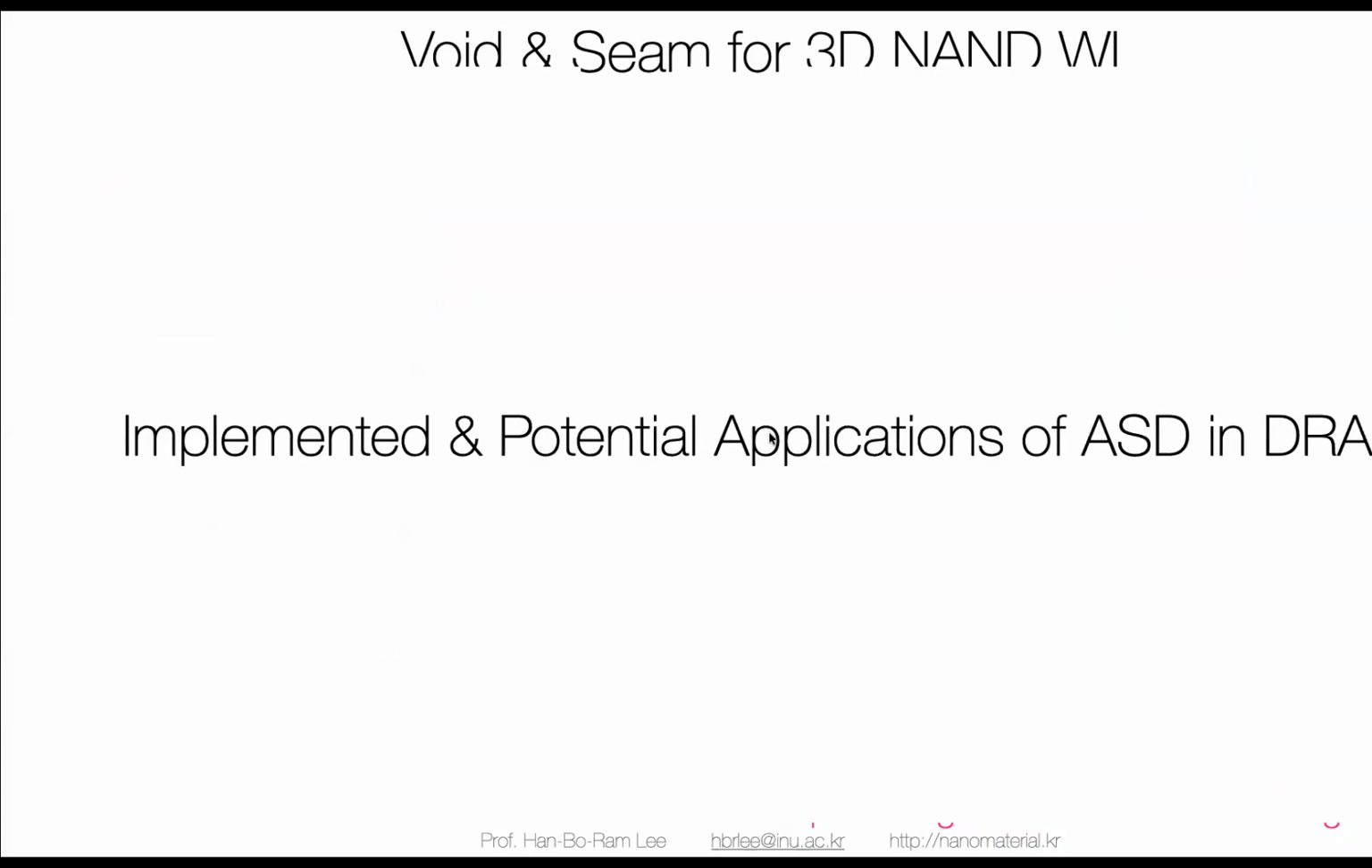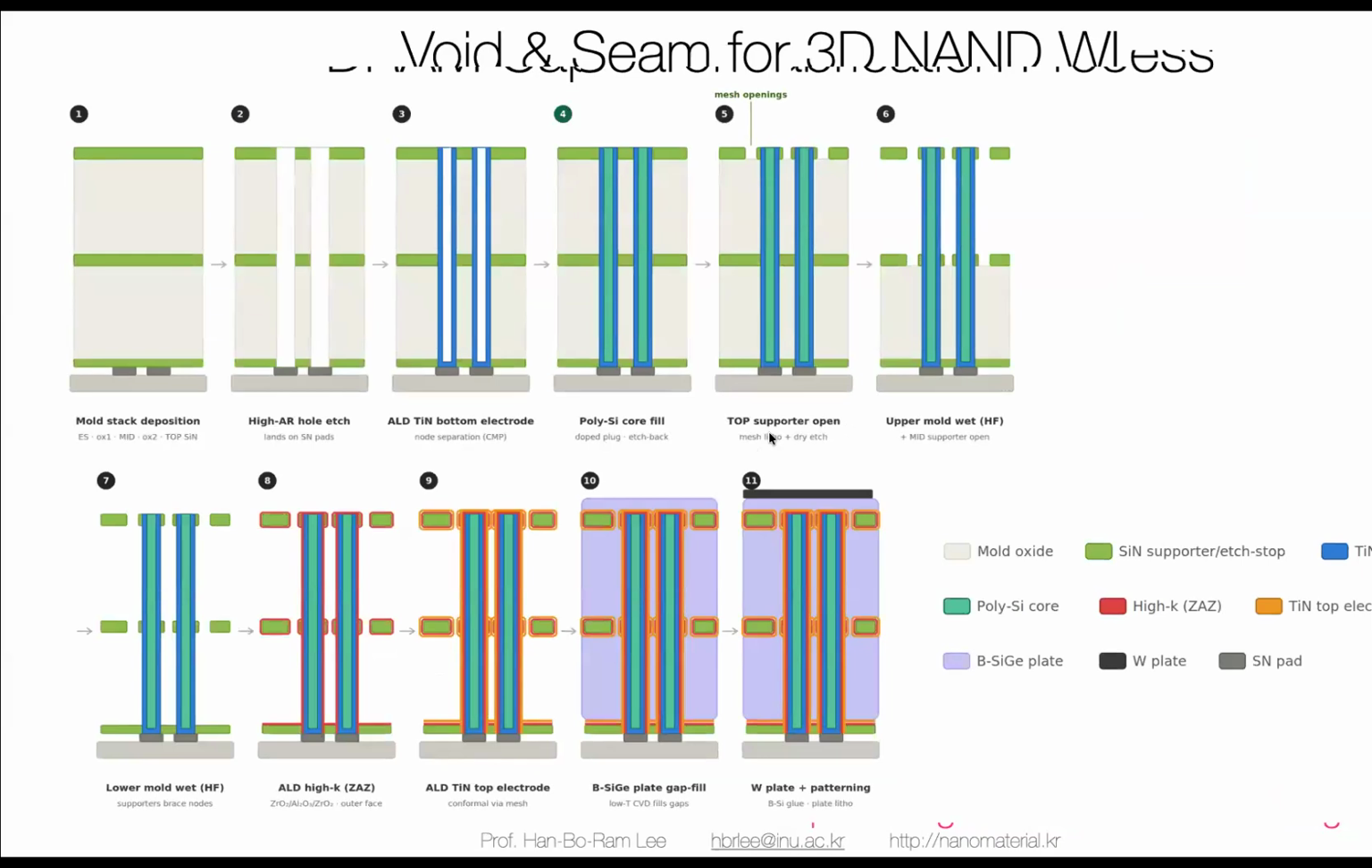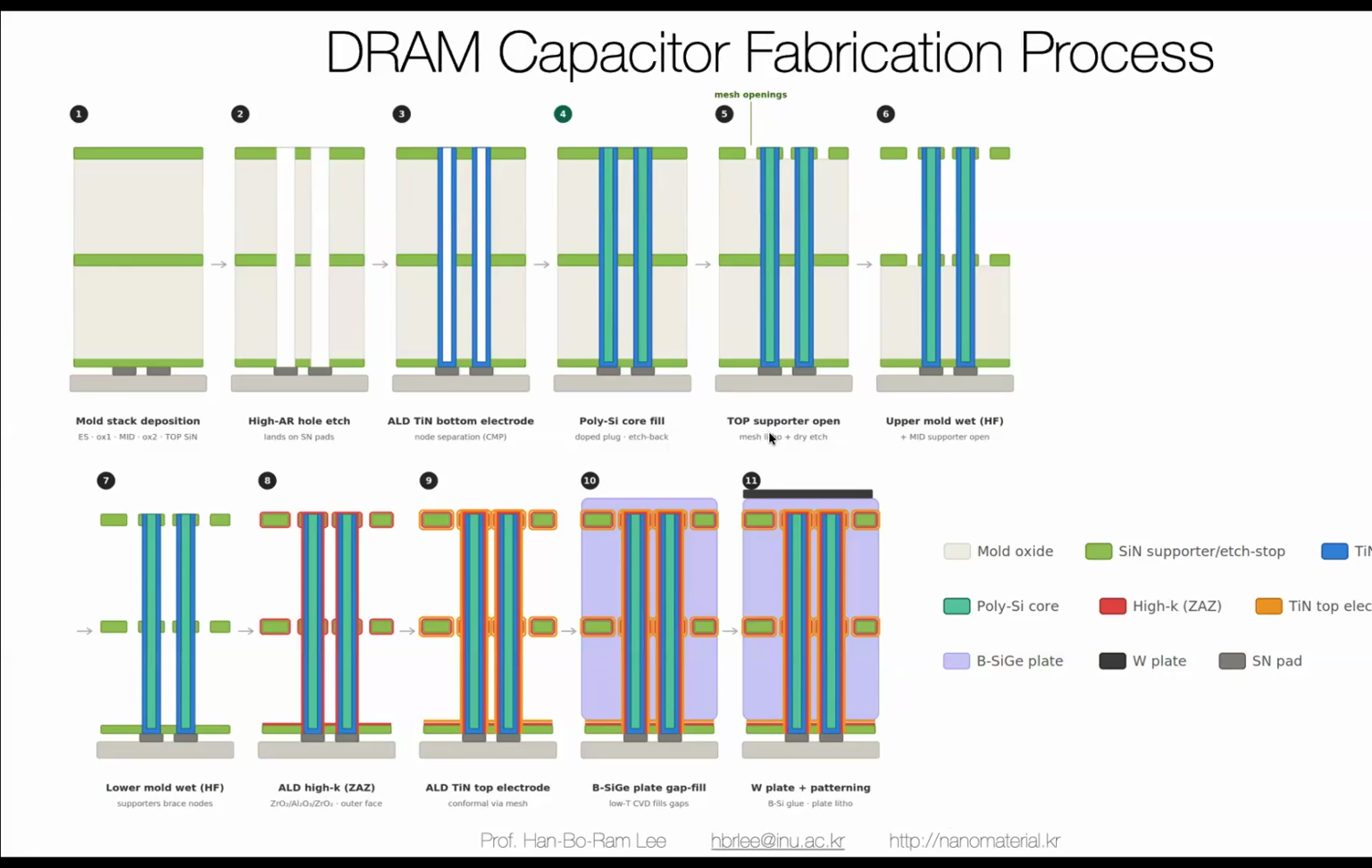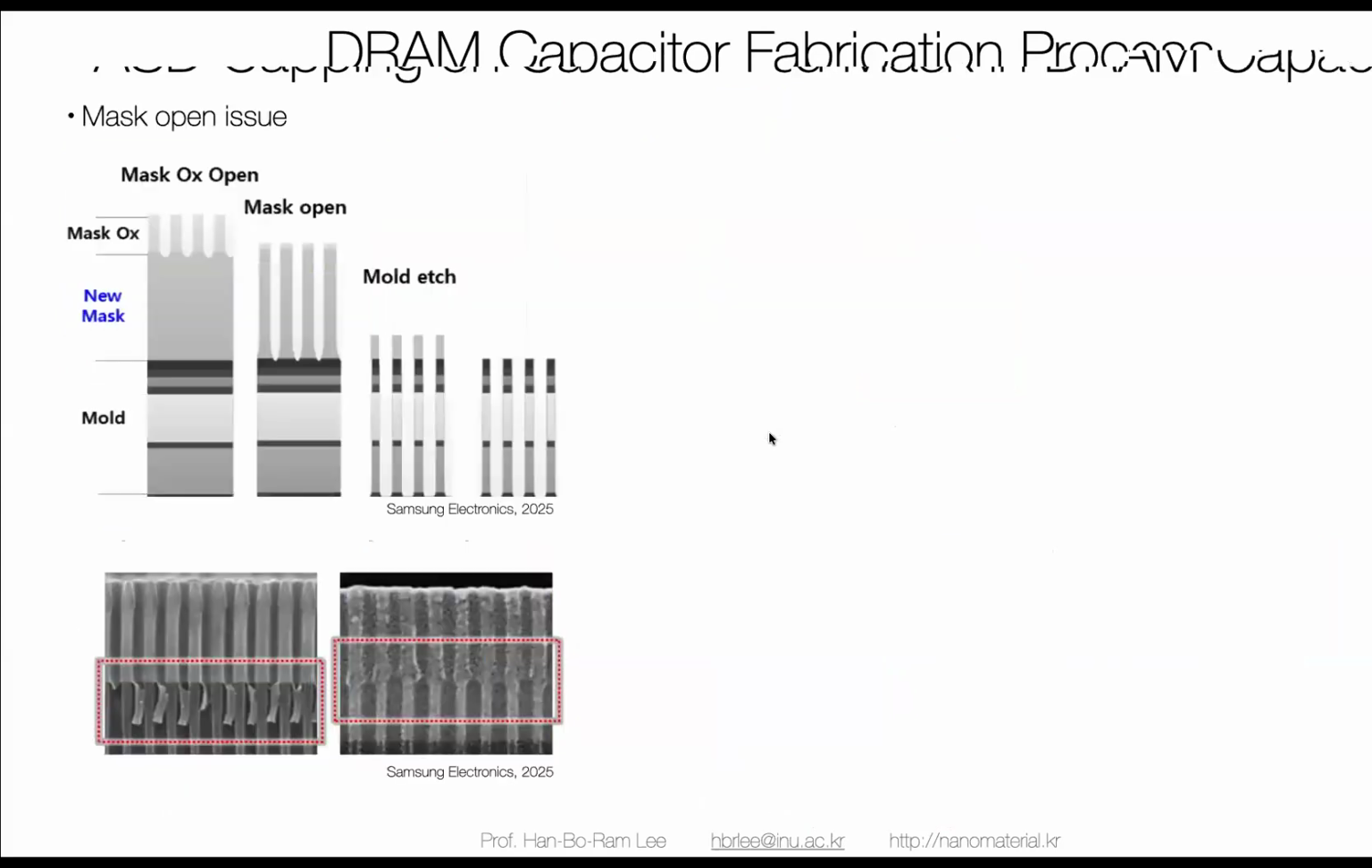And move on to the potential application of the DRAM structure. So this is the capacitor fabrication. We have the deep high aspect ratio structure, deposit the bottom titanium nitride electrode, fill with the polysilicon, and then make a hole, and then deposit high-K, and then deposit the top titanium nitride electrode. This is a very common DRAM cap fabrication process.